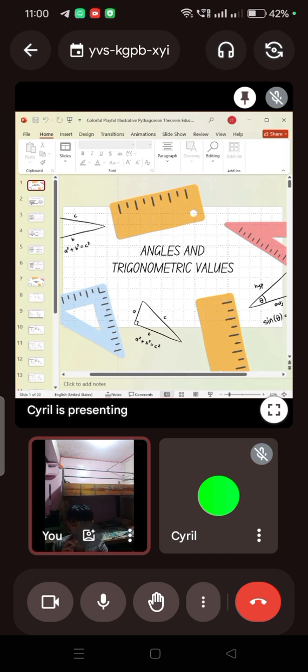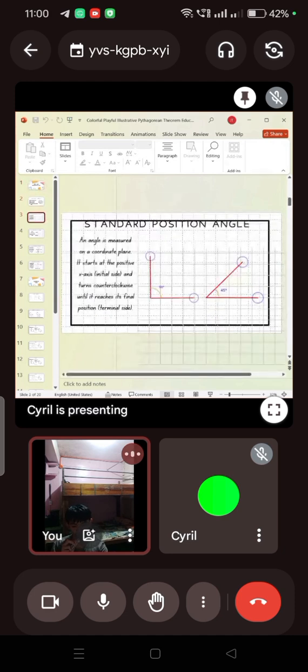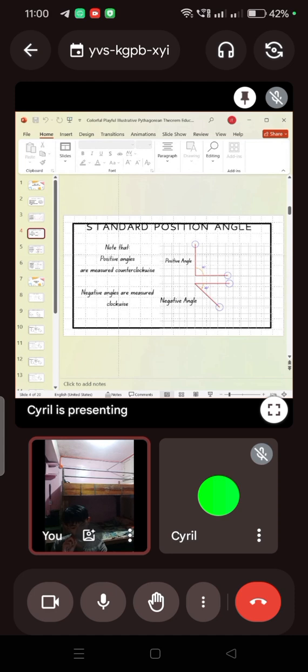So first, let's start with standard position angles. Standard position angles are angles measured on a coordinate plane. The measurement starts with the positive x-axis, known as its initial side, and rotates counterclockwise to the terminal side. Note that if the angle rotates counterclockwise, it's positive. However, if it rotates clockwise, it's a negative value.